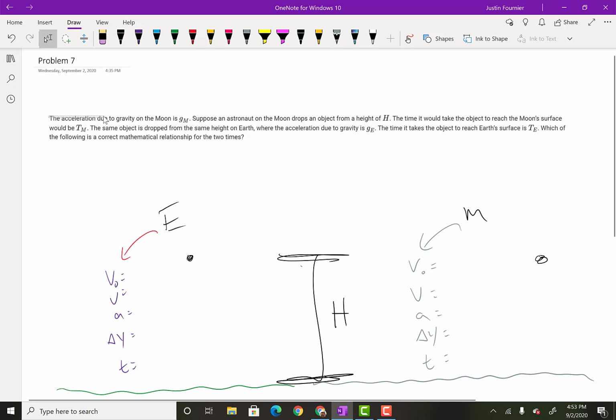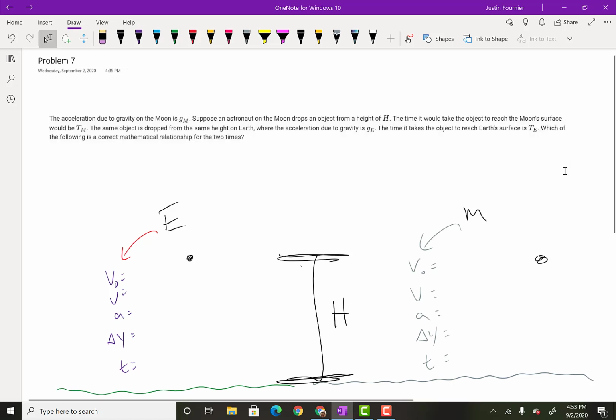We got the acceleration due to gravity on the moon is gm. Suppose that an astronaut on the moon has dropped an object at height h. The time it would take for the object to reach the moon's surface would be tm. The same object is dropped from the same height on Earth, where the acceleration due to gravity is ge. The time it takes the object to reach the Earth's surface is te. Which of the following is the correct mathematical relationship of the two times?